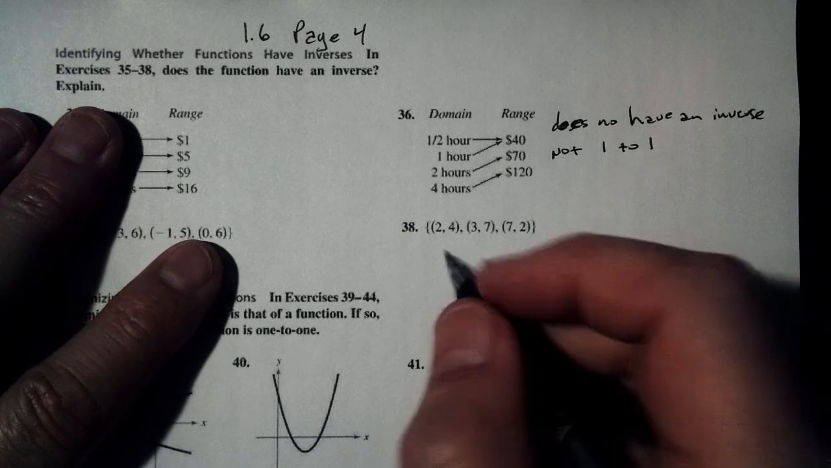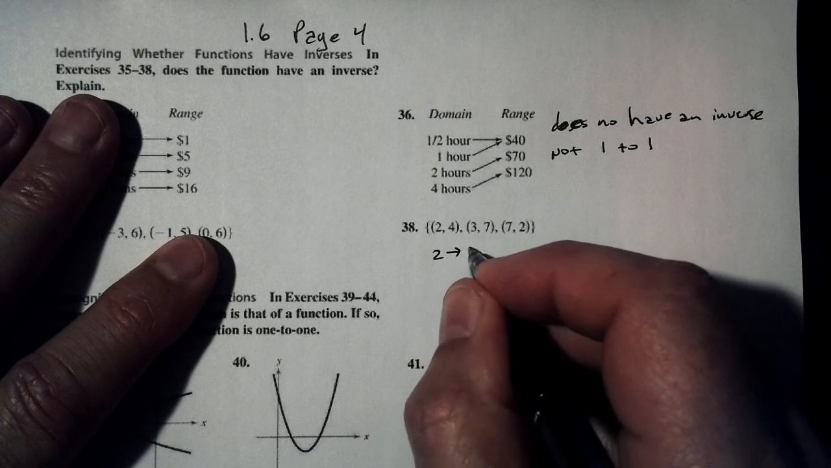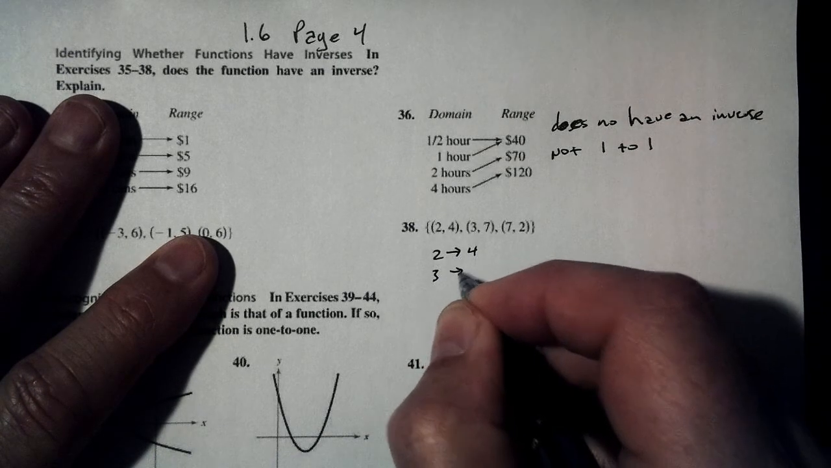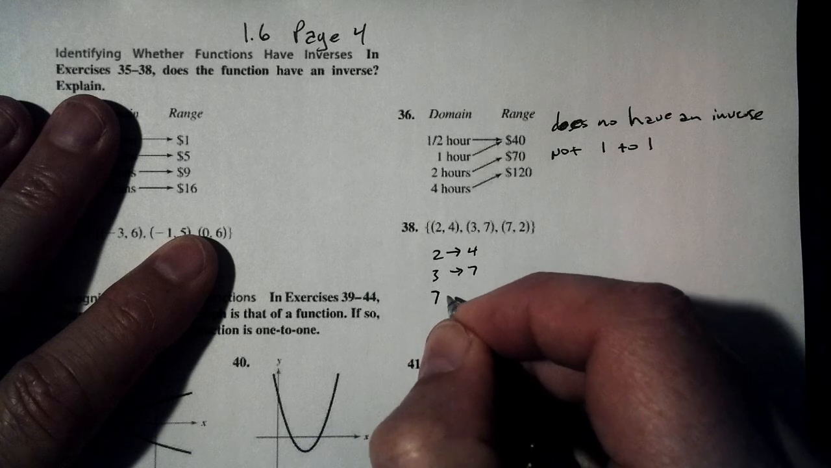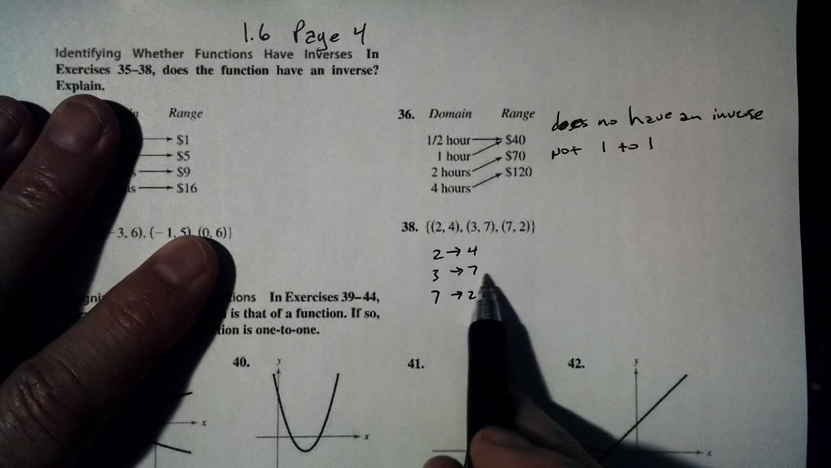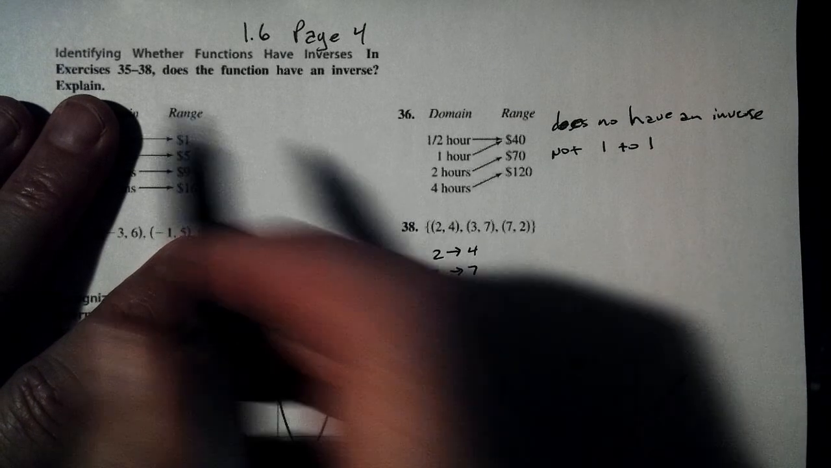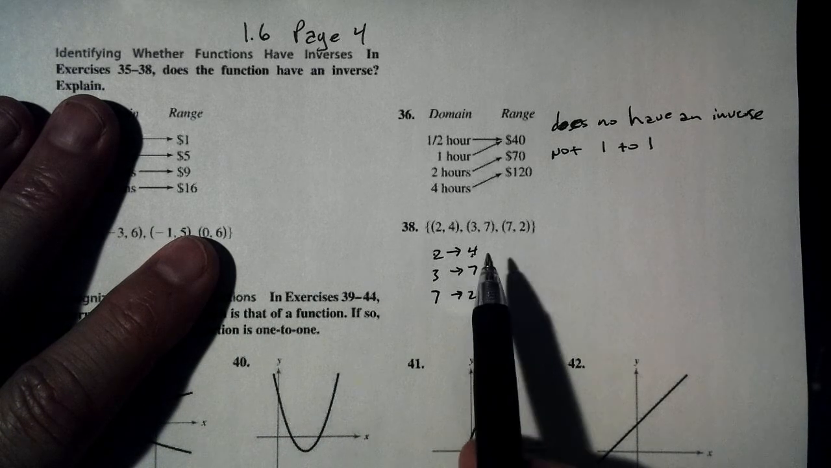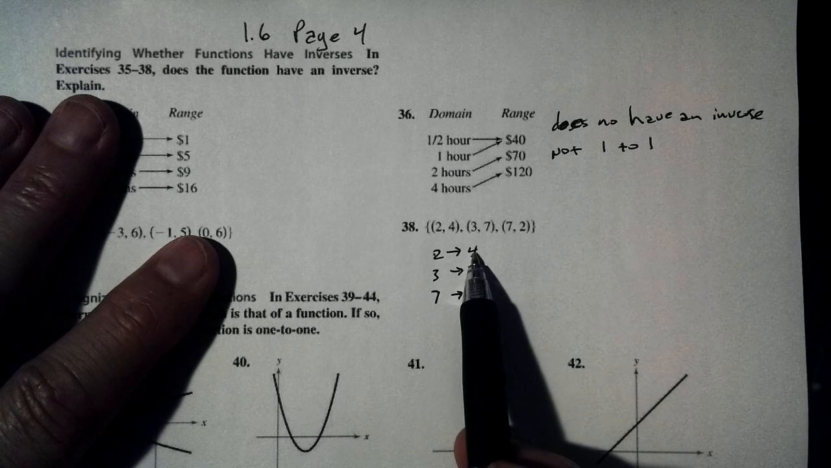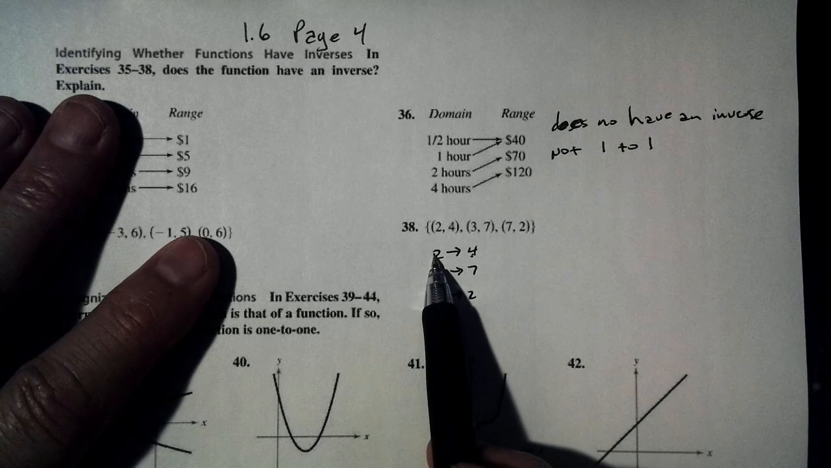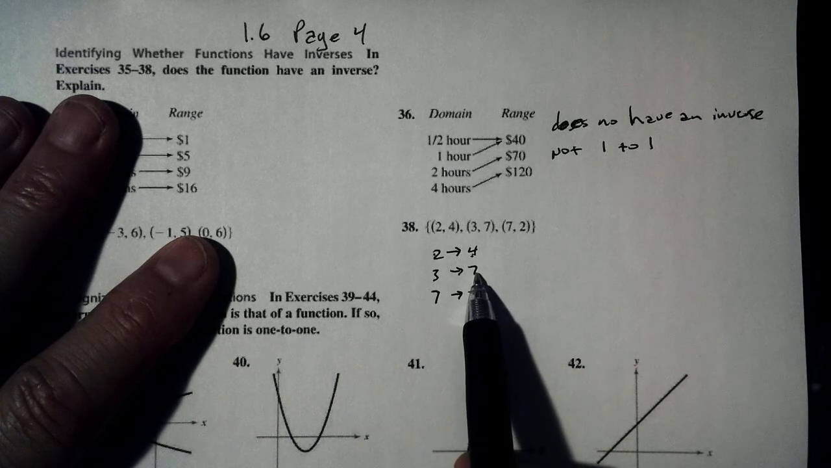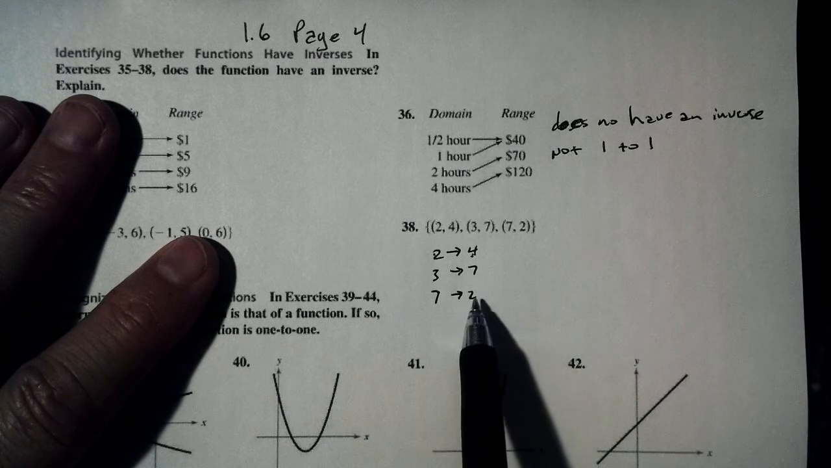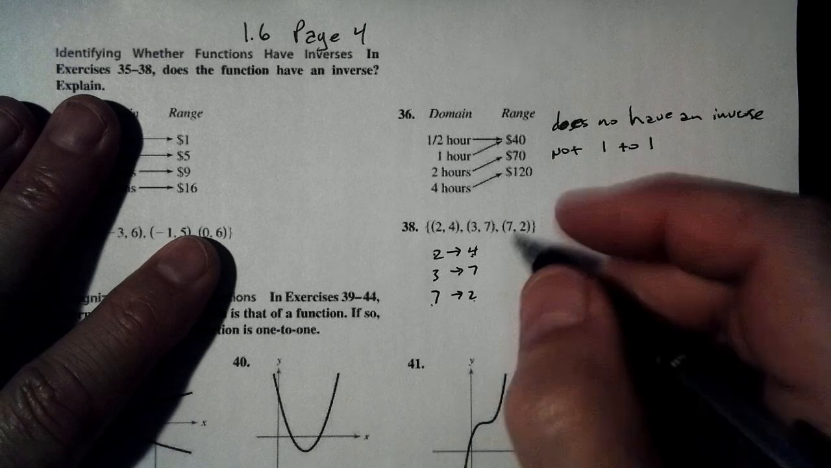Okay, here we have 2's becoming 4's, 3's get turned into 7's, 7's get turned into 2's. It's most definitely a function, although they tell us it's a function, but it's also 1 to 1. If you're the elf outside the tree that received a 4, you knew it went in as a 2. If you get a 7, you know it came in as a 3. If you get a 2, you know it must have come in as a 7.